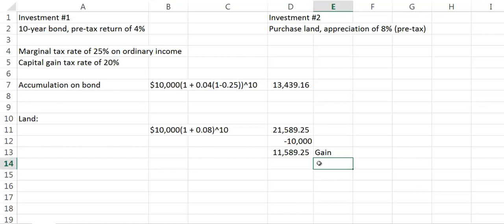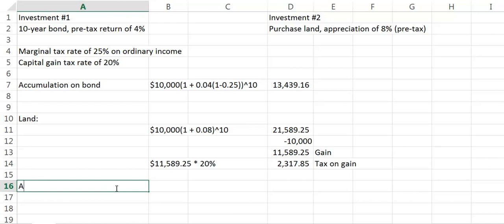So now I'm going to calculate the tax on the gain. That's a simple, straightforward calculation. You're just going to take the amount of the gain, which is $11,589.25. It's just a basic tax of 20%, so we'll just multiply it by 20%. I'll do that math here. And so I'm going to pay tax on the gain of $2,317.85.